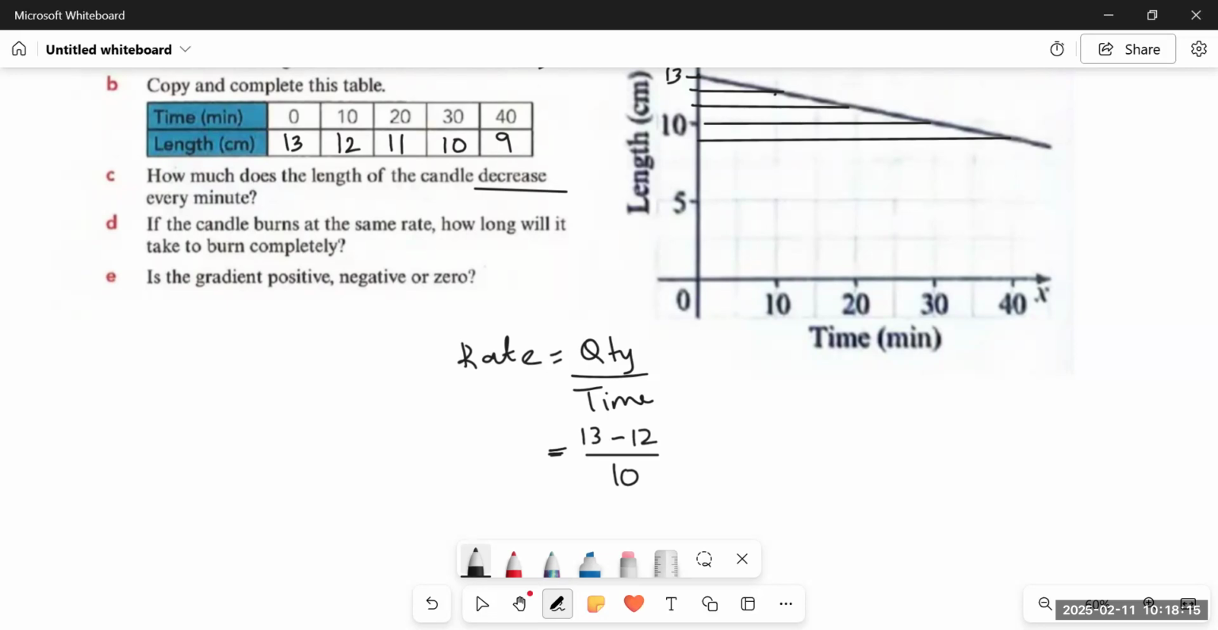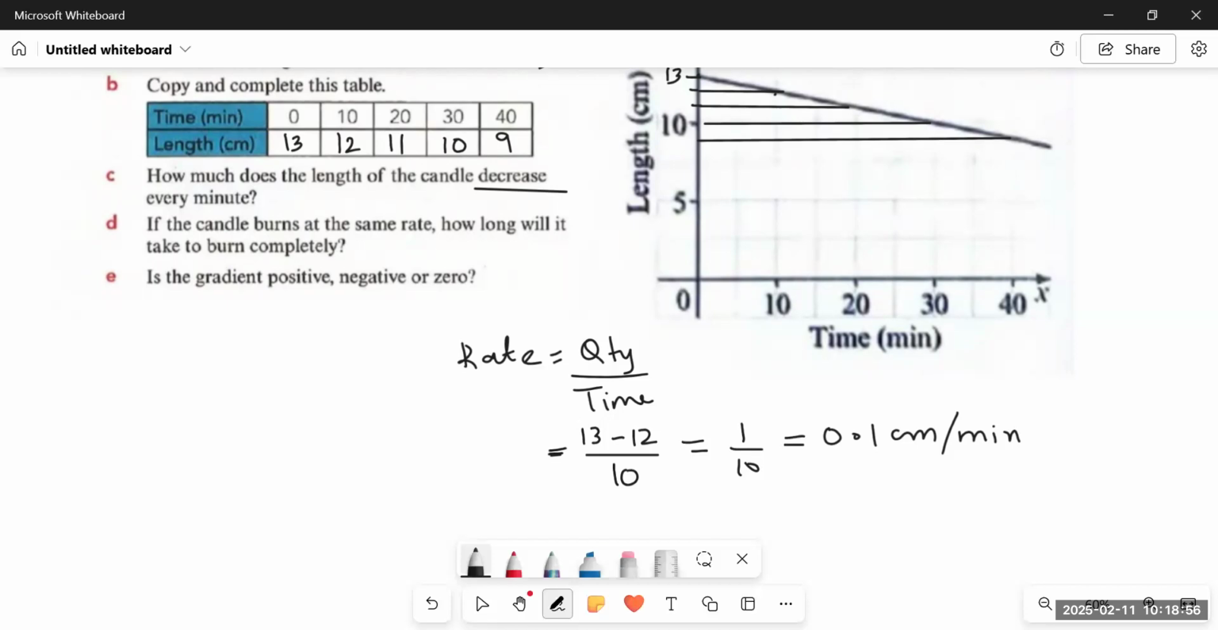So what was the decrease? What was the reduction? We have to write it down. So it is 1 upon 10. That is 1 centimeter per 10 minutes, which would be 0.1 centimeter per minute. It means that in every single minute, the length is reducing by 0.1 centimeters, which is equal to 1 millimeter. That is, in 1 minute, the candle is reducing by 1 millimeter. Therefore, in 10 minutes, the candle is reducing by 1 centimeter.